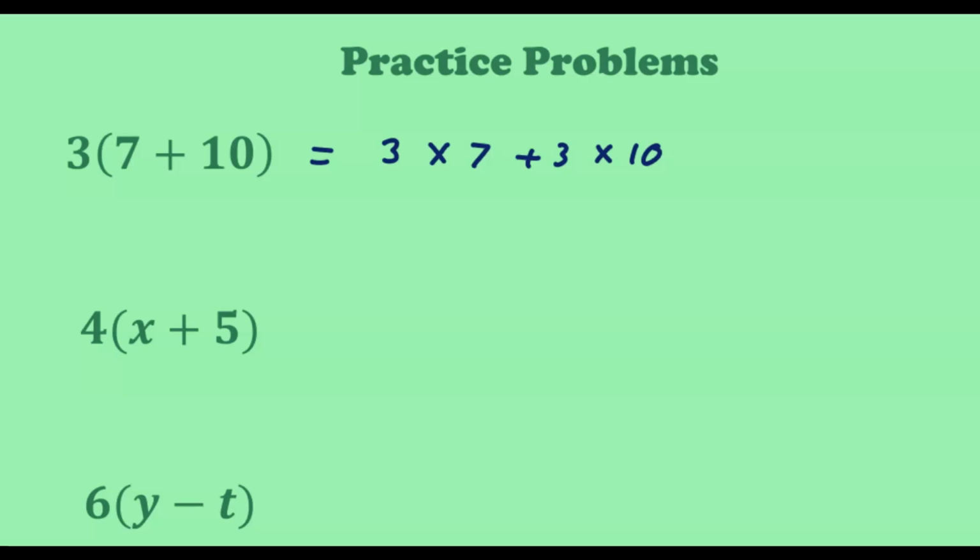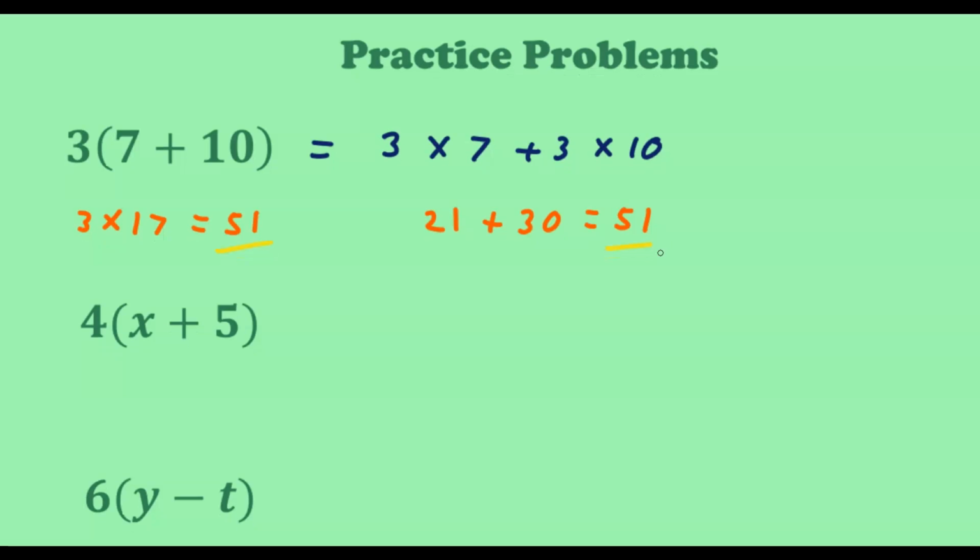Now, let us check whether these two are actually equal. On the left-hand side, we have 3 times (7 plus 10). So that's 17, and 3 times 17 is equal to 51. And on the right-hand side, we have 3 times 7, which is 21, plus 3 times 10, which is 30. And 21 plus 30 is equal to 51. So we can see that we get the same thing on the left-hand side and the right-hand side, and so we can see that the distributive law does indeed work.